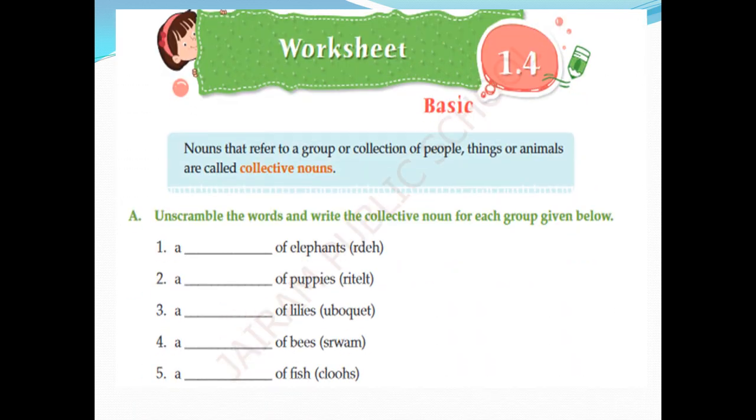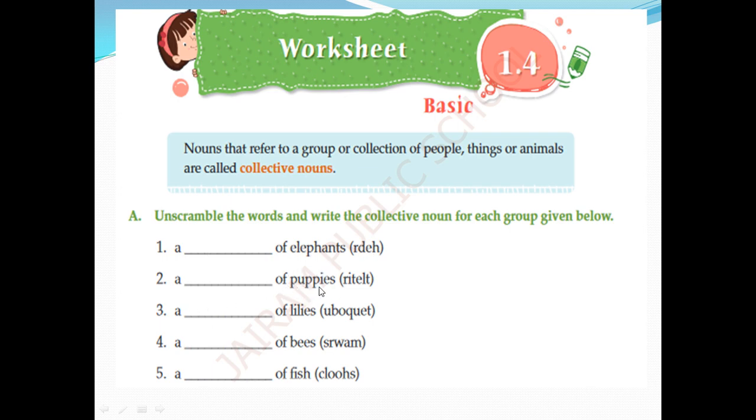Now we are going to apply what we learned about collective nouns. Nouns that refer to a group or collection of people, things or animals are called collective nouns. Here, at the end of each sentence, the answer is in brackets, scrambled. Now you just unscramble the words and write them in the correct order. For example, a dash of elephants. When the elephants are in a group, what is the word for a group of elephants? Herd.